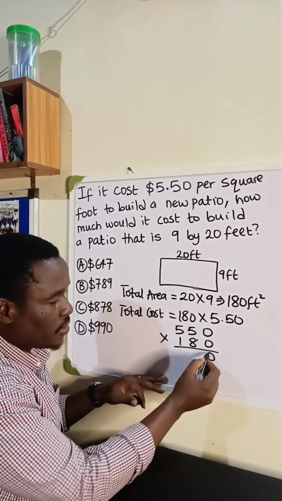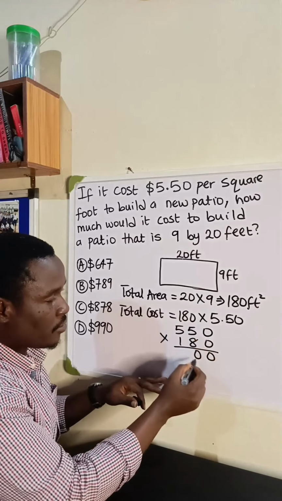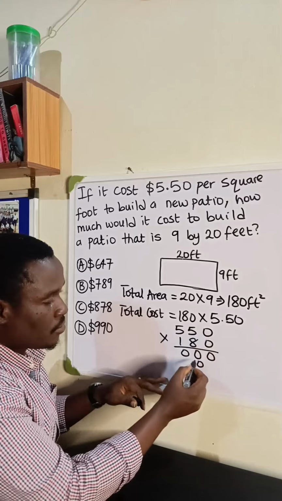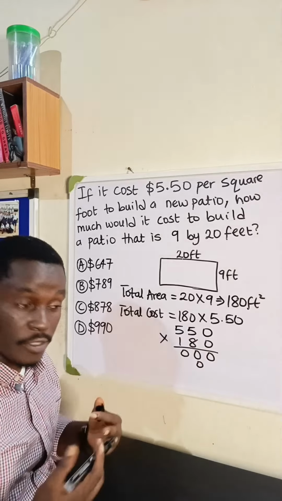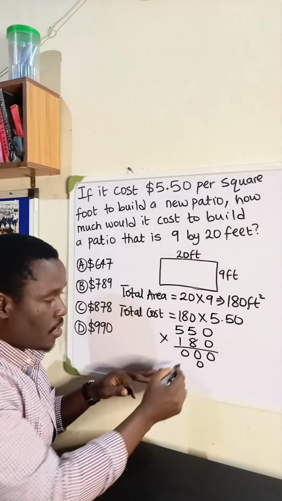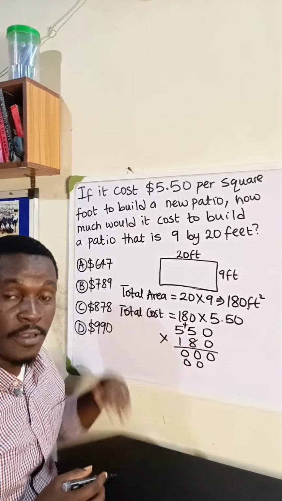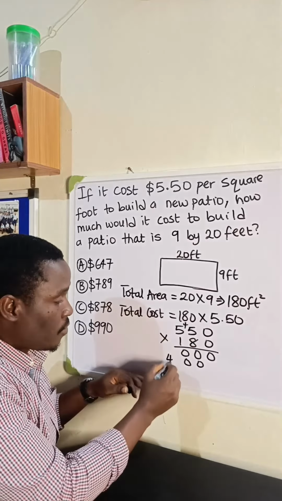0 multiplied by 0 is 0. 0 multiplied by 5 is 0. 0 multiplied by 5 is 0. 8 multiplied by 0 is 0. 8 multiplied by 5 is 40, but we're going to write down 0 and bring 4 over here. 8 multiplied by 5 is 40. 40 plus 4 is 44.